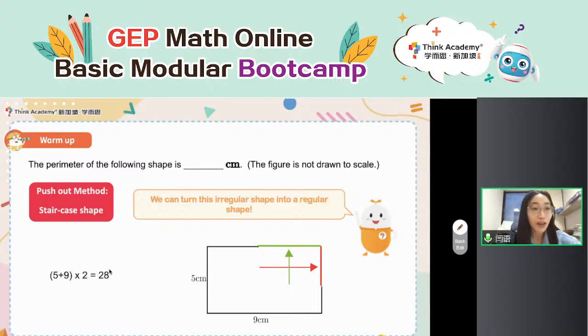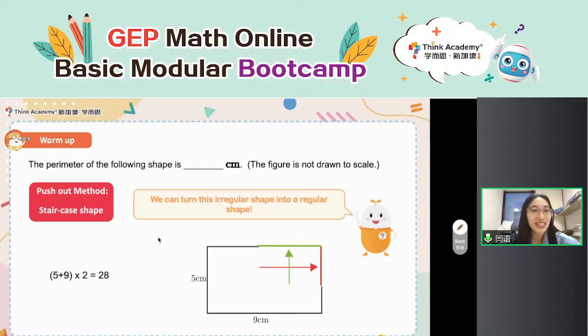Everyone, if you have a notebook, maybe you can take some notes. This is for the push-out method in staircase shape. What is the staircase shape? That is kind of like the L shape, okay? L shape, staircase shape. Because later I will show you another shape. Yes, this is the first one.